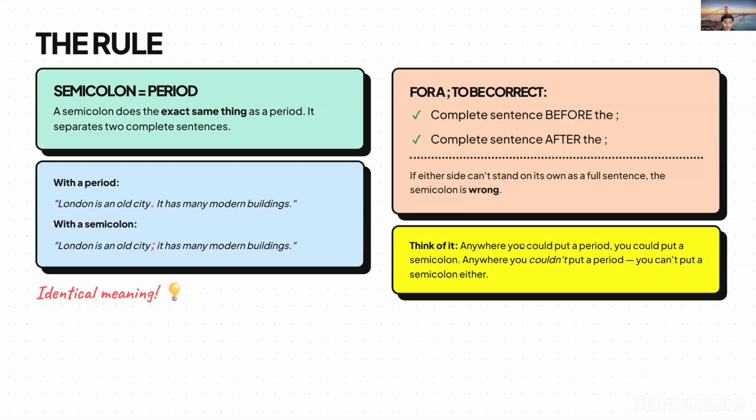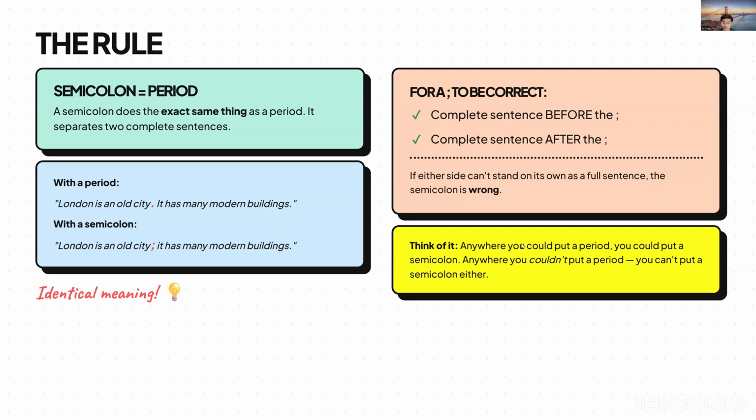A semicolon pretty much functions exactly like a period. They both separate two complete sentences. Let's look at an example. London is an old city. It has many modern buildings. London is an old city; it has many modern buildings. The first one had a period. The second one has a semicolon.